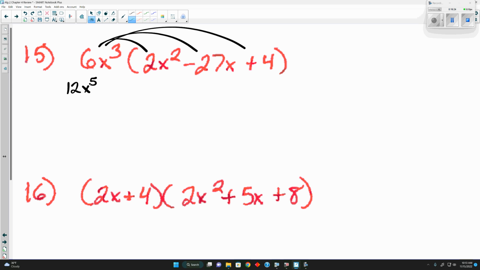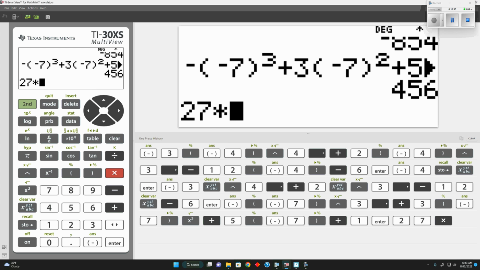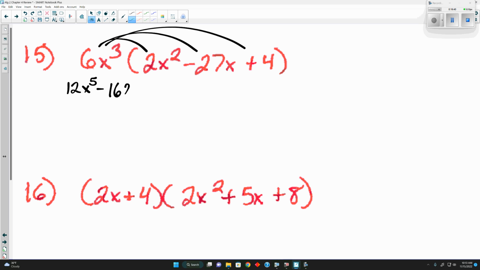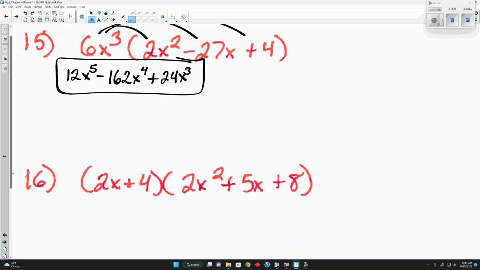And we do the next one, 6x cubed times negative 27x. Well, it's going to be negative. Well, because it's 27 times 6, 162, and it's going to be x to the fourth. And lastly, 6x cubed times 4. It's going to be plus 6 and 6 is 12, 12 and 12 is 24, x cubed. And that's it. Questions on this here?